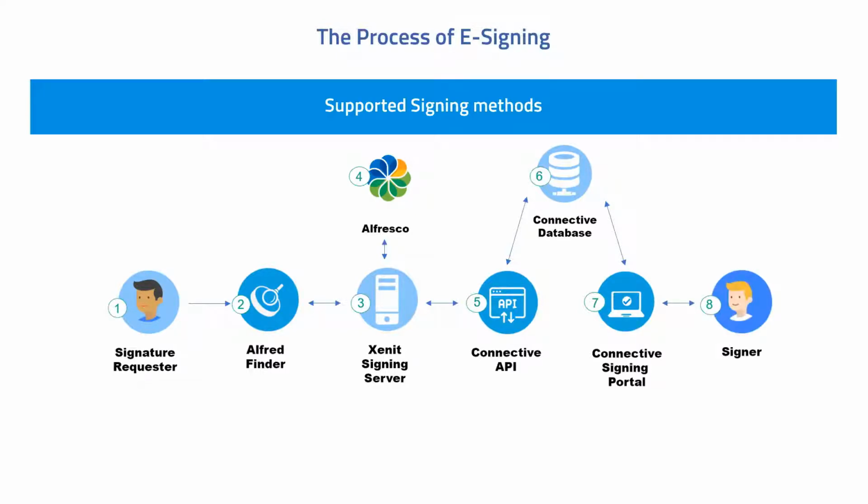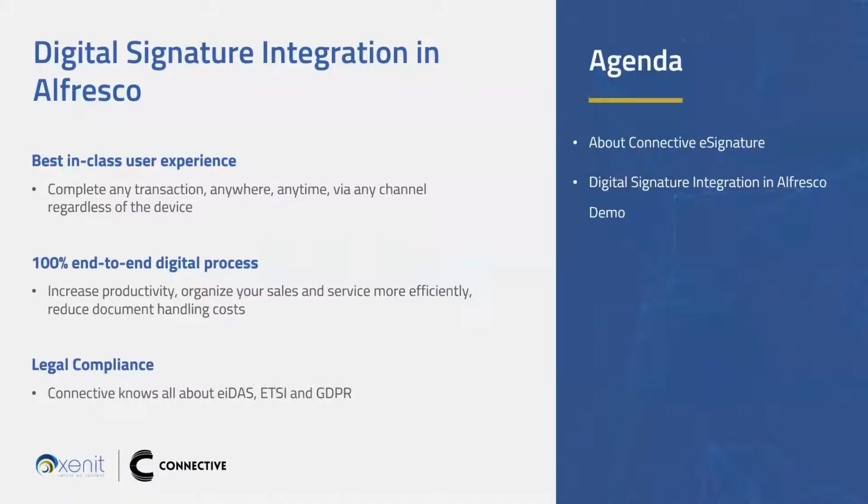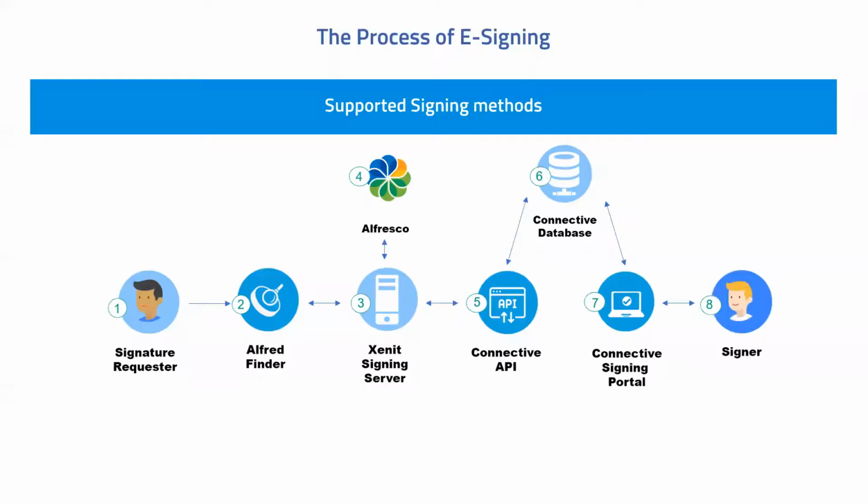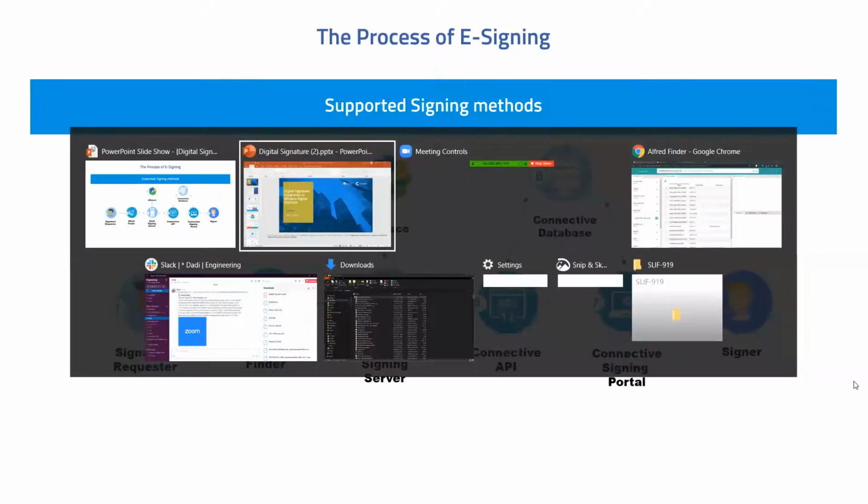When the document is signed by the signer using the appropriate procedure selected by the requester, the feedback of the signing procedure is sent back to the Xenit signing server, and that will record the signing in Alfresco. And that we will show in a real live demo.